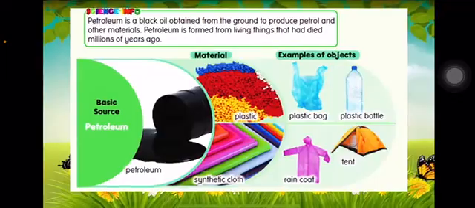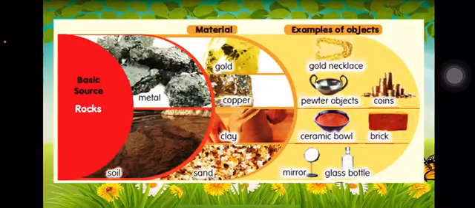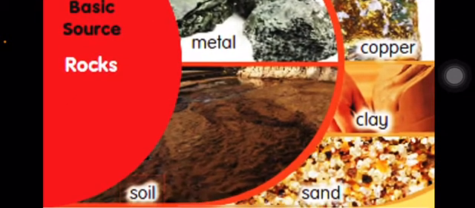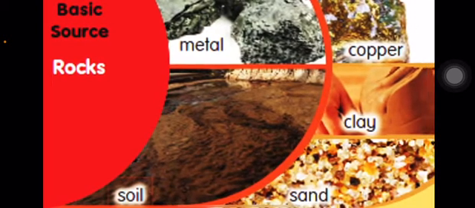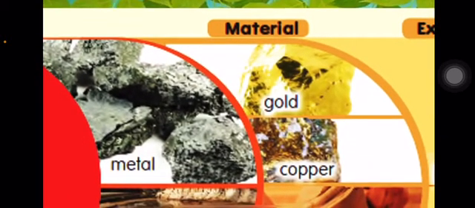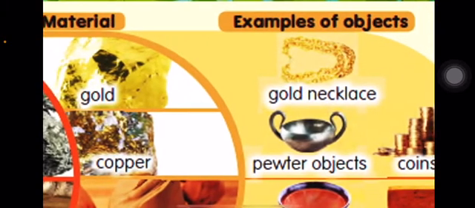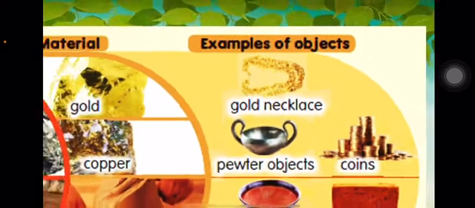Okay, and number 4, our last basic source of materials is rocks. From rock we get metal and soil. Metal and soil come from the rock, and from metal we get materials like gold and copper. And from copper and gold we can make a gold necklace, pewter objects and coins.